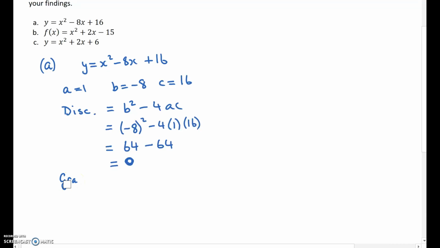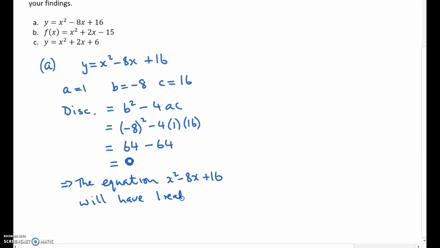Actually, let's change that a little bit. We'll come to the graph in a second. Therefore, the equation x squared minus 8x plus 16 will have exactly one real solution. And we can graph that function, and you'll see what it's like.